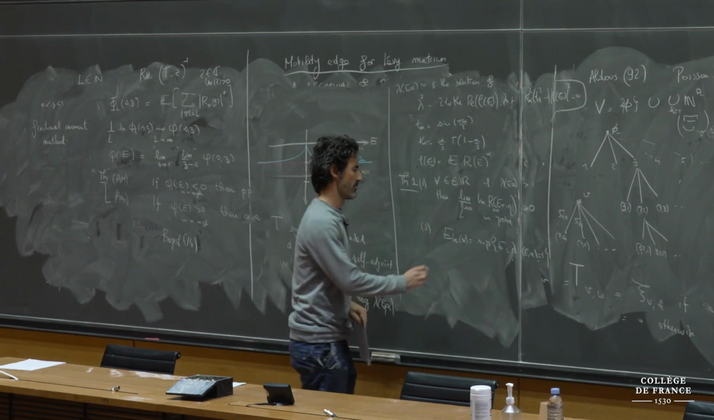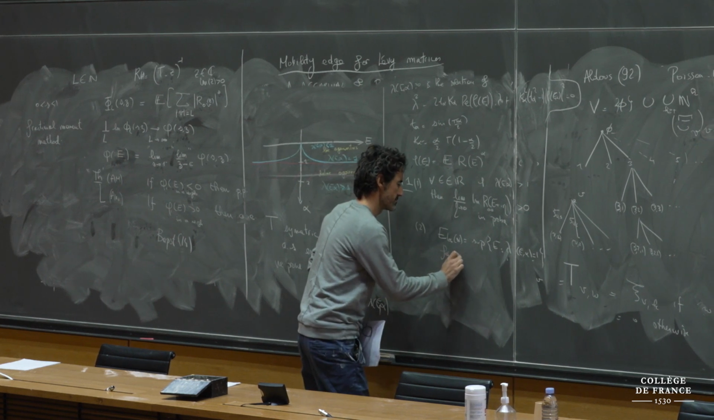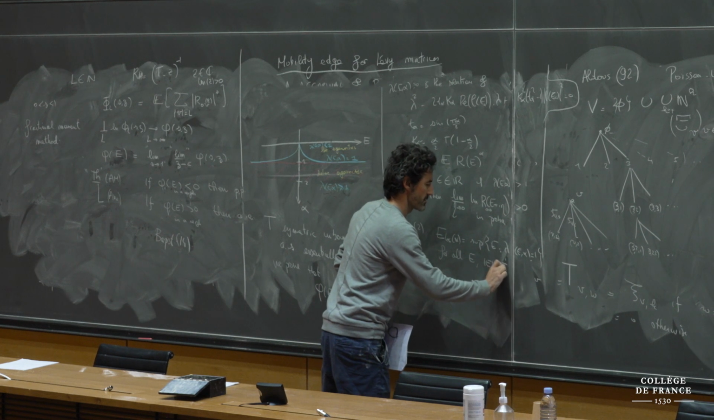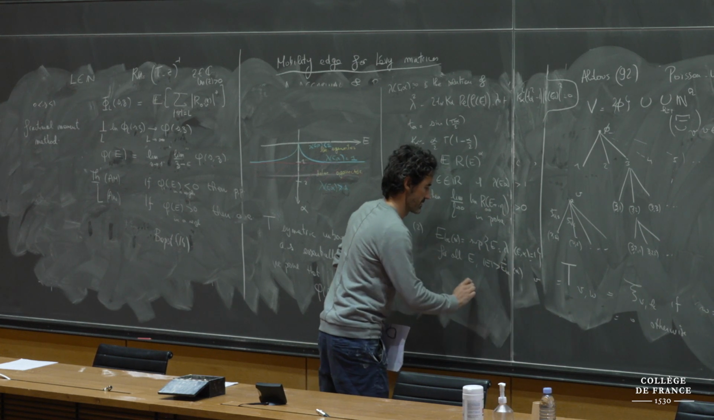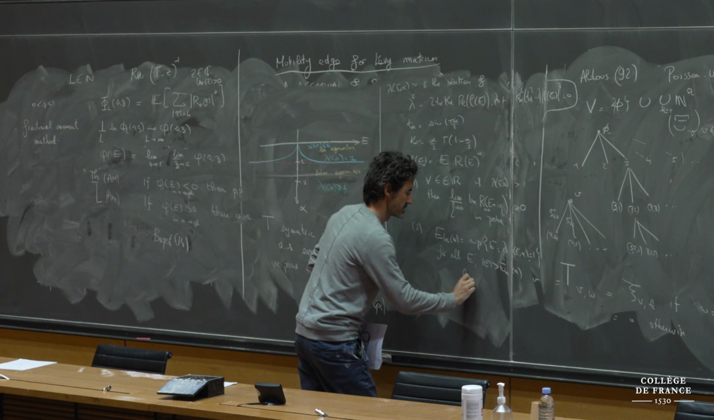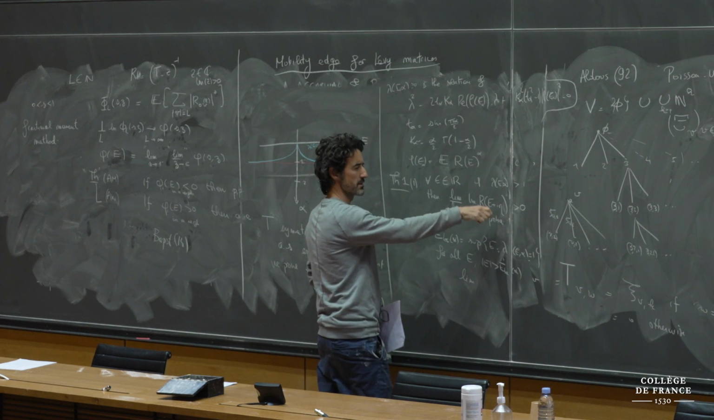Okay, what we prove is that for all E which are larger than this number, you have the converse of that, meaning that the imaginary part of the resolvent goes to 0.